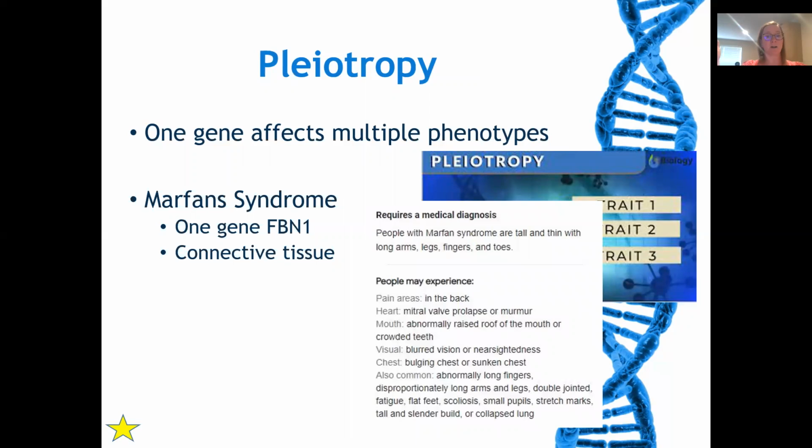They tend to be taller, they have longer arms and legs and fingers and toes, but they also have some issues with their heart. Their mouth has a certain shape, their vision isn't always great, and their chest has a certain characteristic. So all these different phenotypes, physical characteristics, come about because of this one mutation. And that's pleiotropy.